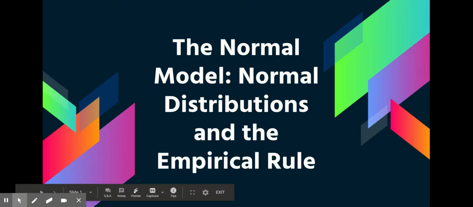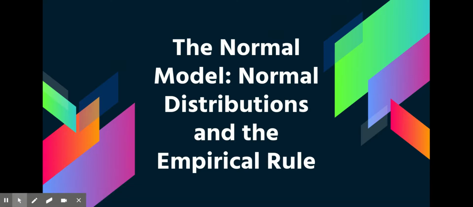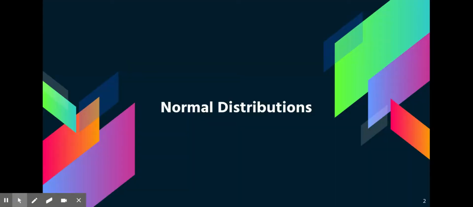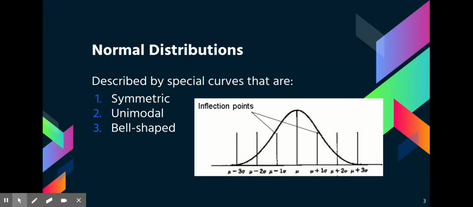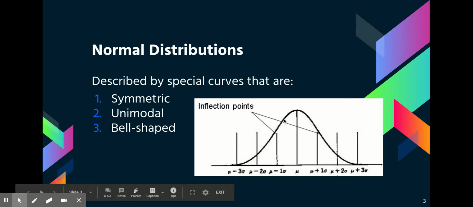Today we're going to talk about the normal model, normal distributions, and the empirical rule. Normal distributions are described by special curves that are symmetric, unimodal, and bell-shaped. This is the bell-shaped curve.